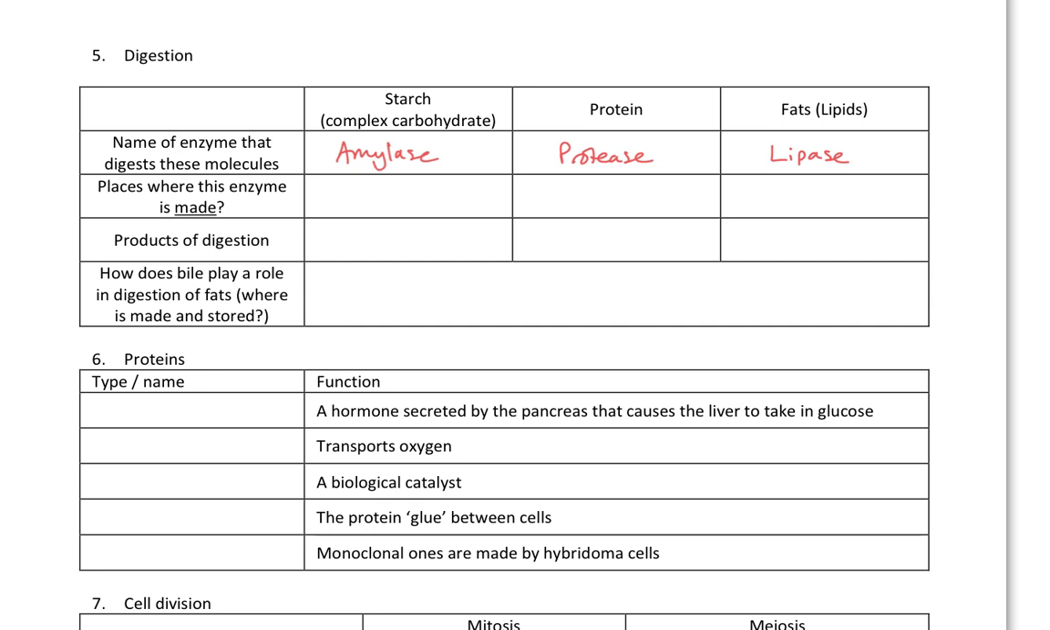Place where the enzyme is made. So it's salivary glands, small intestine and pancreas. I'm putting PSI equals small intestine, P equals pancreas.